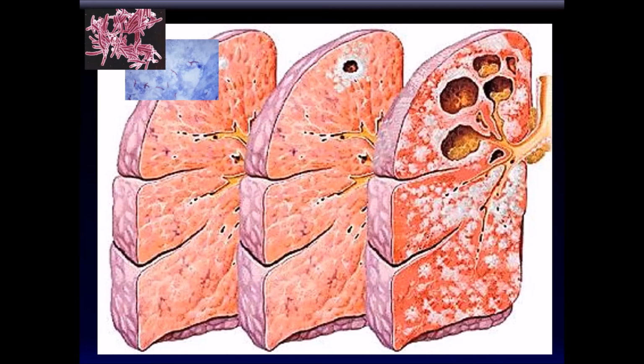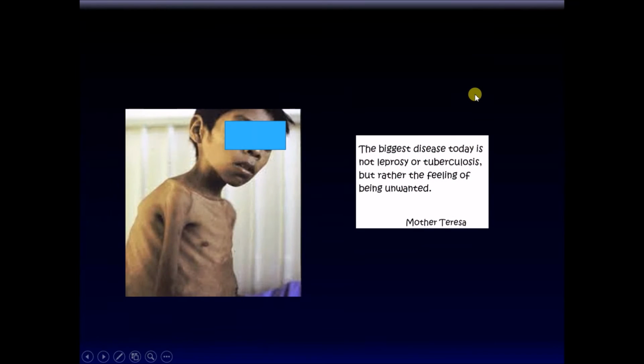This is tuberculosis. It starts as a normal lung, and eats up the lung basically. The biggest disease today is not leprosy or tuberculosis, but rather the feeling of being unwanted. I wonder if this child feels like this. I wonder, aren't there rich people in the world?